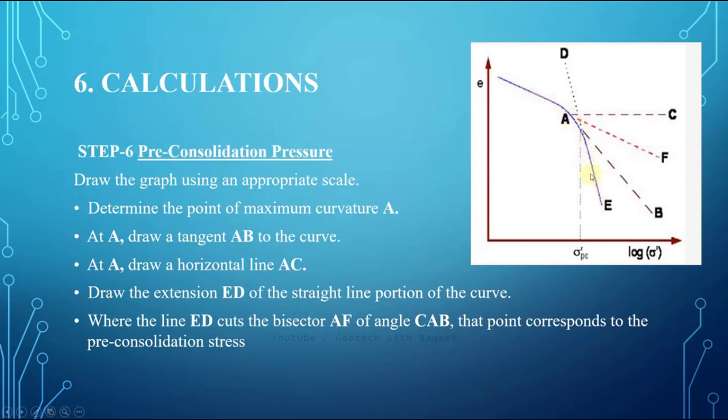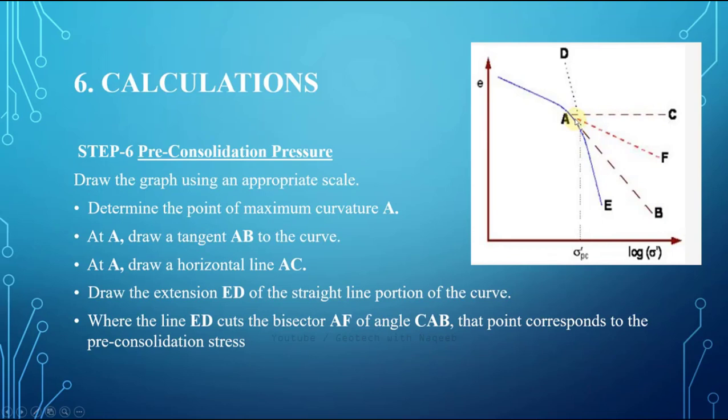Okay. Now what we need to do is we'll indicate the point of maximum curvature. Let's say along this curvature, this is the point of maximum curvature. In the next step, we'll draw a horizontal straight line, that is AC. In the next step, we'll draw a tangent at this point of maximum curvature, or let's say it is AB. Now in the next step, we'll draw the angle bisector of AC and AB.